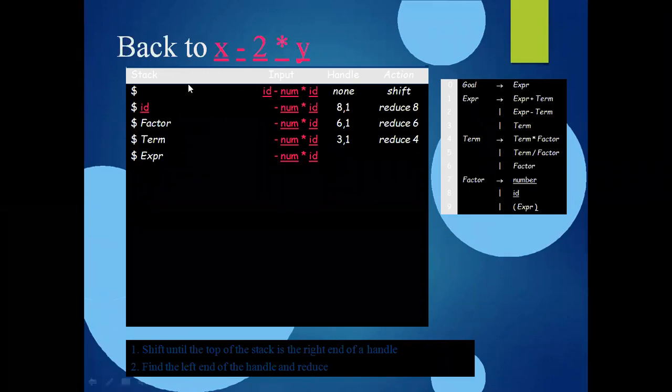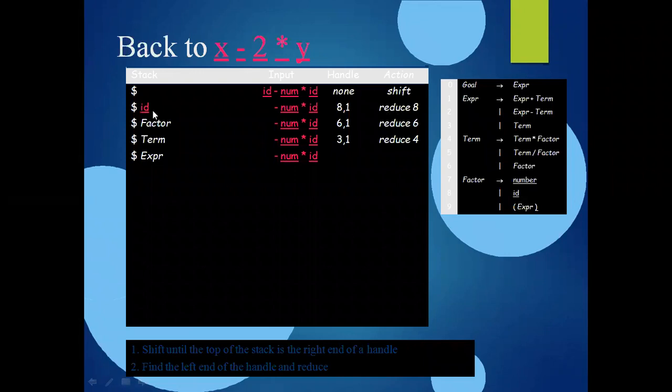By shifting this id onto the stack and replacing this terminal with the LHS of the production rules, I need to get one expression. So I am placing comma 1 here. This factor tends to id is the 8th production. Now I am reducing this 8.